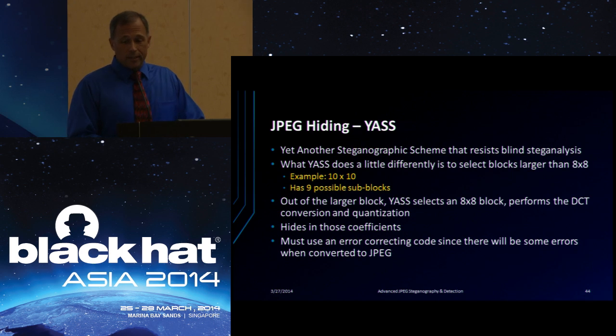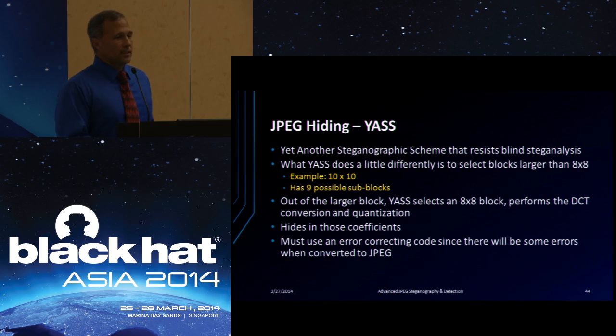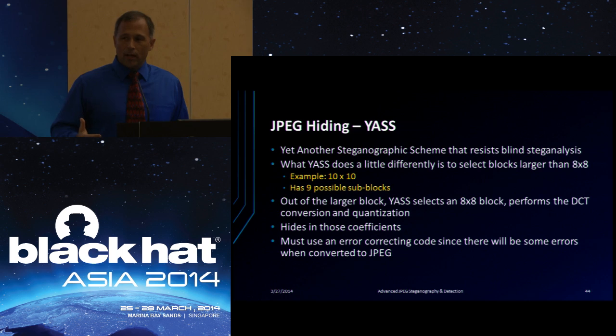YASS, yet another steganographic scheme that resists blind steganalysis, is another program that's out there. This one will select a larger than 8 by 8 block, like maybe a 10 by 10 block or 11 by 11 block, and from that select a sub 8 by 8 block. So in a 10 by 10 block, you can have 9 different 8 by 8 blocks, and it'll use the 8 by 8 block that it selects, which is different for every 10 by 10, and hide in that.